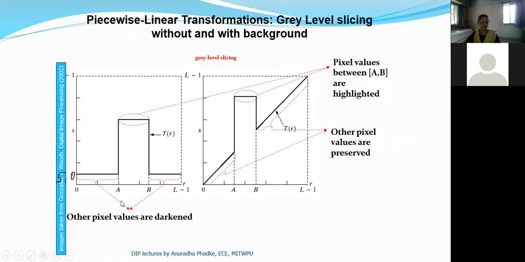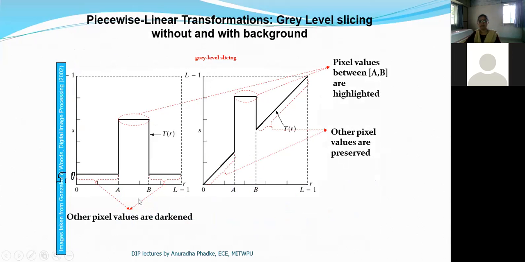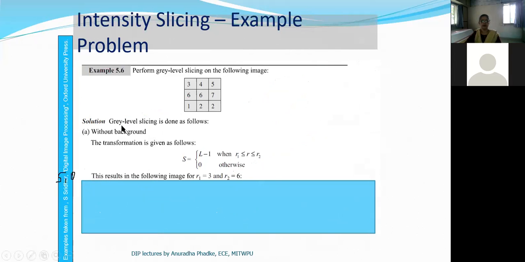Let us consider this example. Perform gray level slicing on the following image. So we are going to consider both the cases. First case is without background, that is this case where whatever pixels outside the range A to B, we are darkening by assigning, say, value 0 to all the pixels outside the range A to B. So let us have a look at gray level slicing without background.